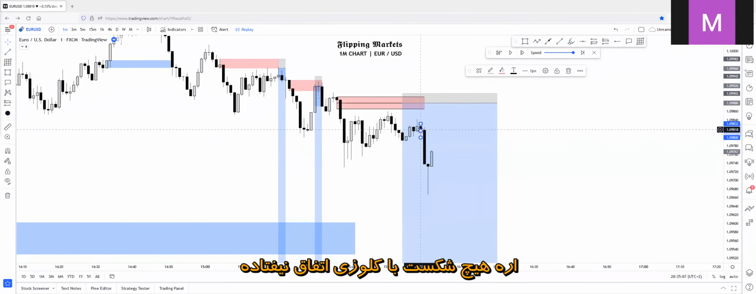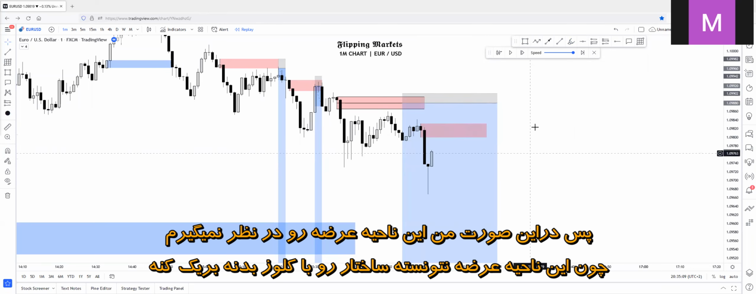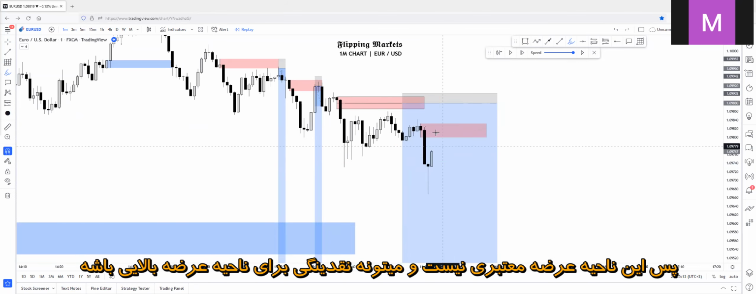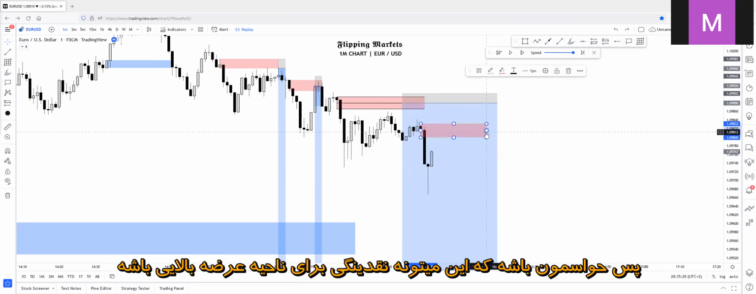So I will not consider this supply zone as a right supply zone, because this supply zone couldn't break structure to the downside with body closure. So this won't be a right supply zone. So this still could be a liquidity buildup for this upper area. So we just keep that in mind that this could be liquidity for that upper area.